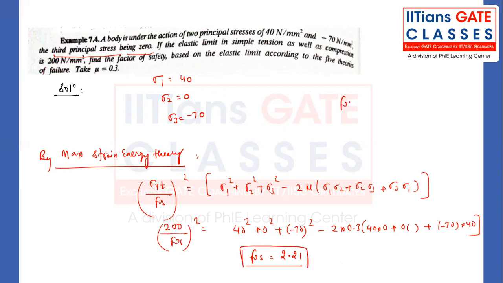And according to Tresca's theory, what was the factor of safety? You might have calculated 1.818. According to Tresca's, you got the answer as 1.818. That is 200 divided by 110, or 100 divided by, let me check, 100 divided by 55. So 1.818, we got the factor of safety, right?